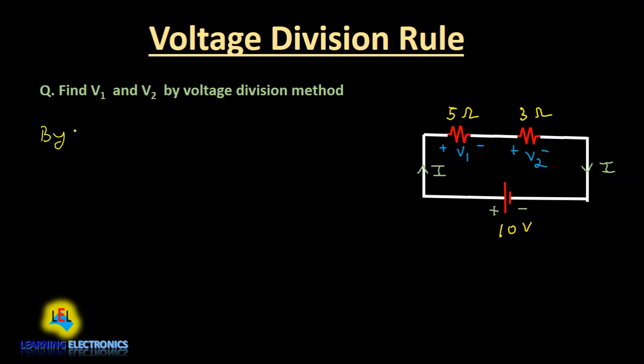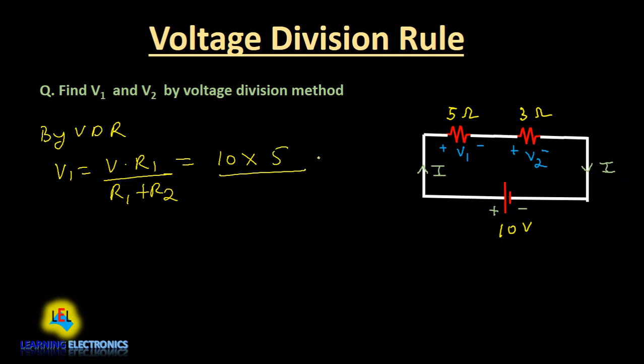By the voltage division rule, V1 will be equal to V into R1 divided by R1 plus R2. This is the formula which we have derived. So the total voltage here is 10, into that resistance, 5 ohm, divided by the total resistance of the series elements, that is 5 plus 3. So we get 50 divided by 8. So V1 will be equal to 6.25 volt.